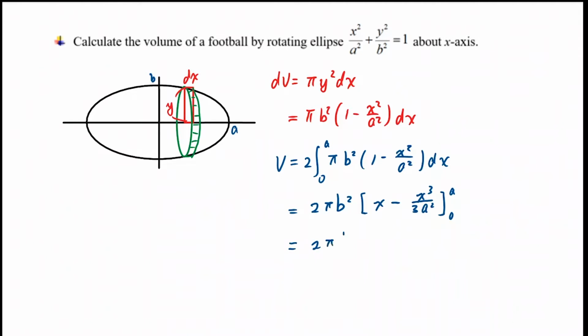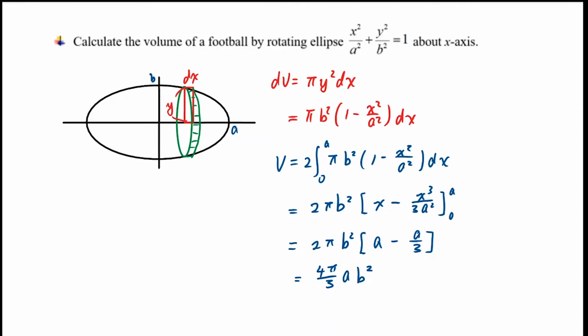So 2 pi b squared, and then this becomes a minus this becomes a cubed over a squared, so this is a over 3a. So that's 2/3 of an a, eh? So we get 4 pi over 3, and we have a b squared.